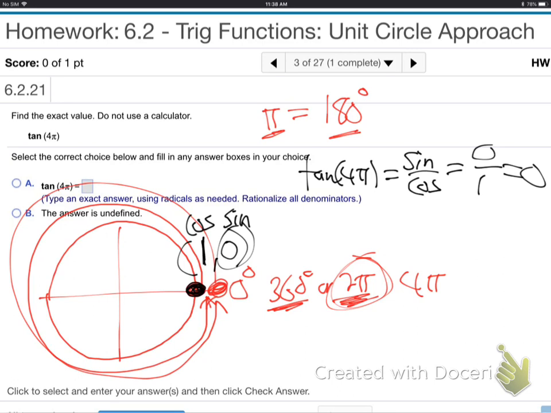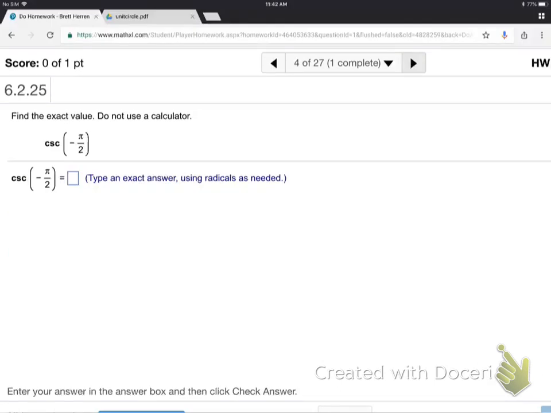Good questions. All right, cosecant of minus pi over 2. All right, so cosecant. You know what I would do with that right away is I would convert it, because I don't think about radians as naturally as I do degrees. Just stick a 180 in there.